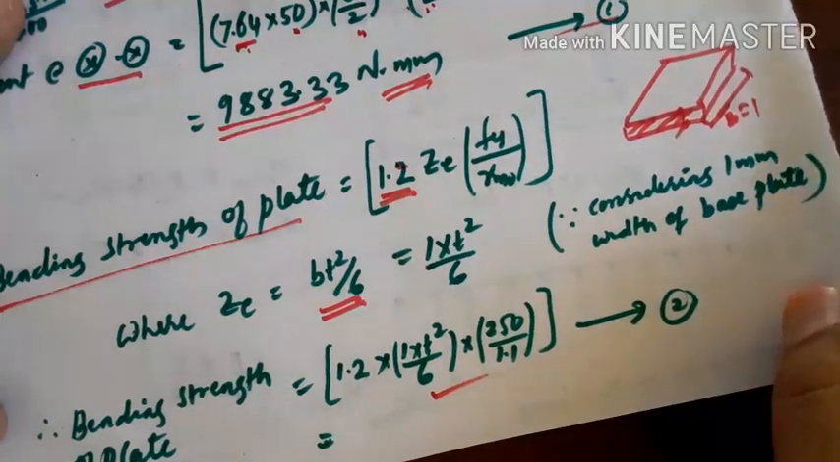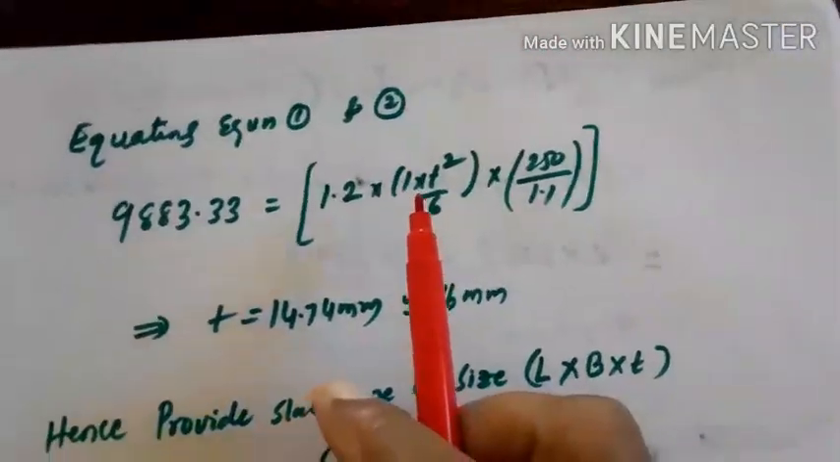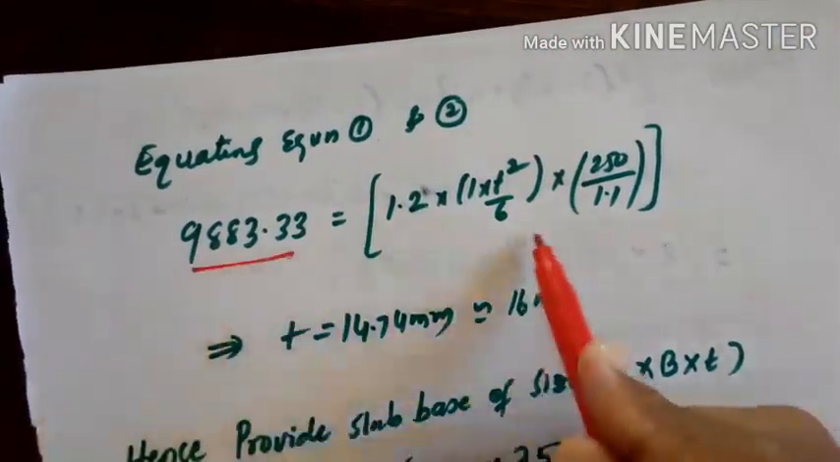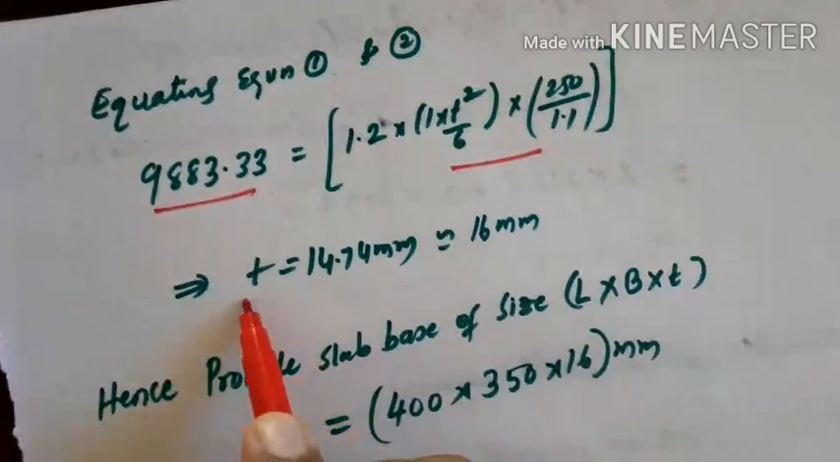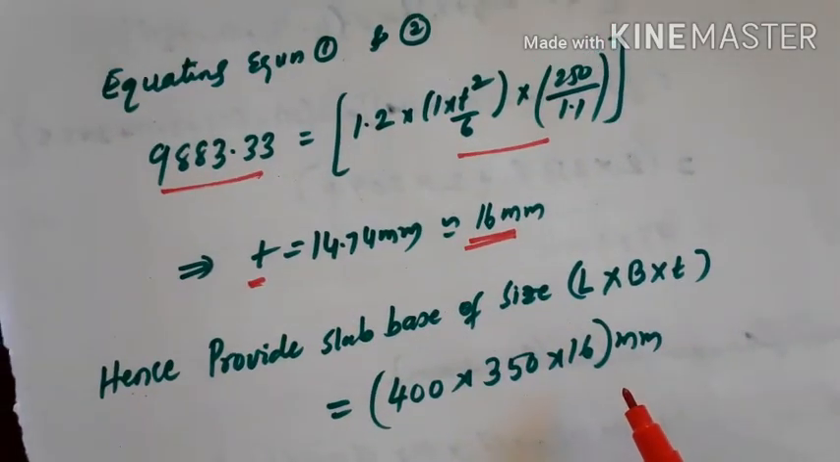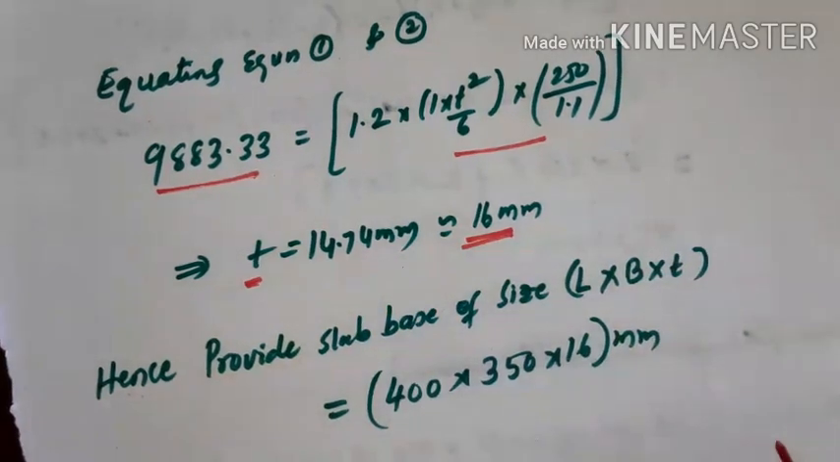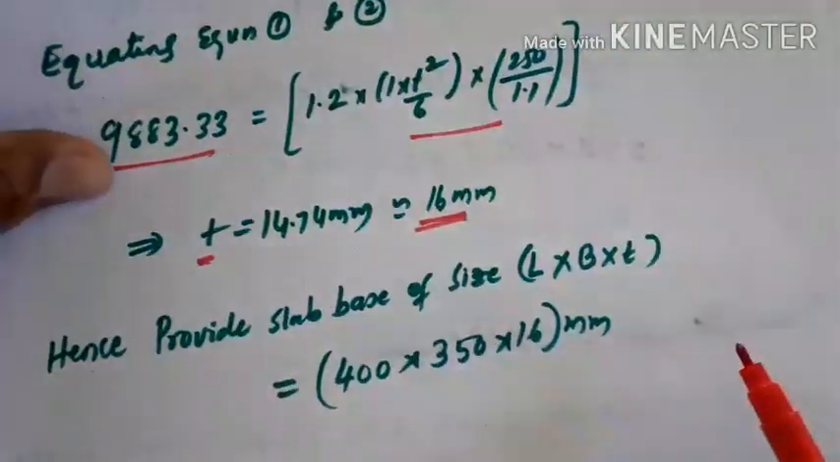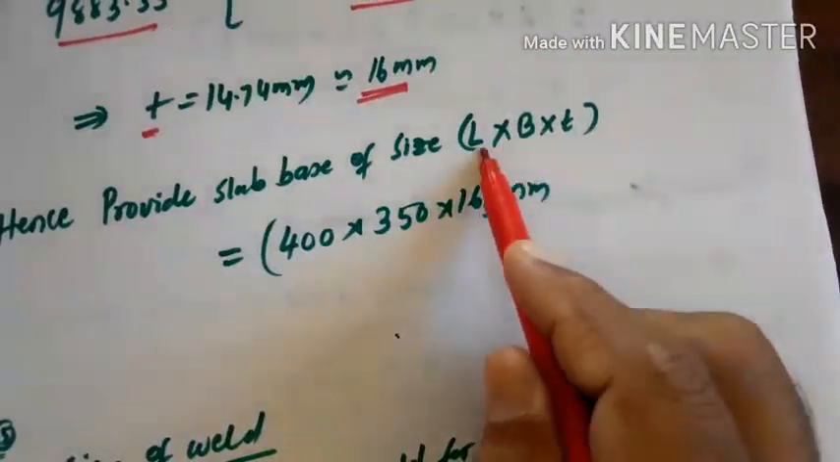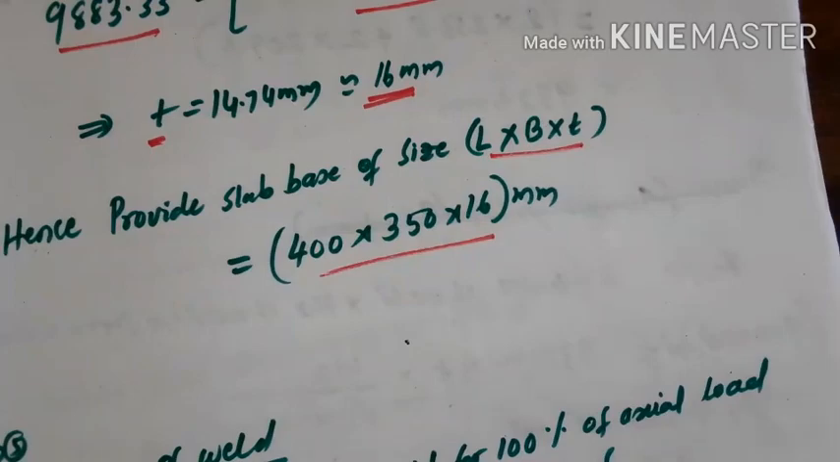Then calculate the thickness of the base plate. Equating equation number 1 and 2, so equate this and this. When you solve it, you will get thickness as 14.74 millimeter. That is taken as 16 mm. Hence provide slab base of size L into B into T as 400 by 350 by 16 mm.